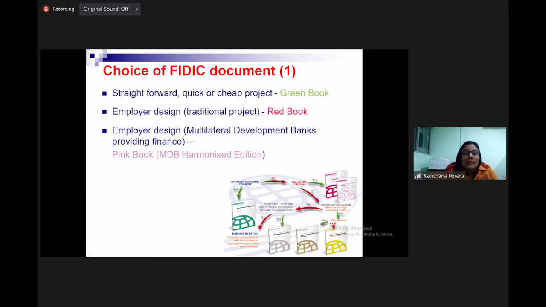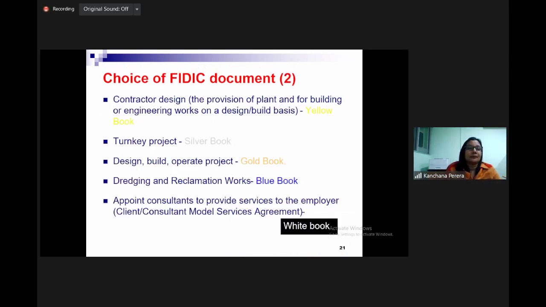You can see that's why it's pink. They have taken the red book and changed it. That's why they have colored it pink. Again, employer design work. The contractor is not responsible for design here.